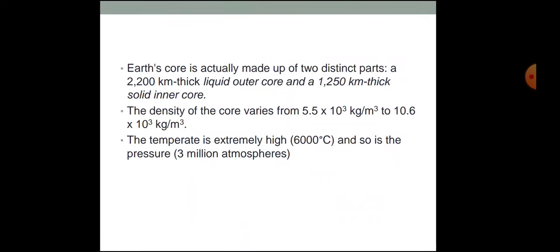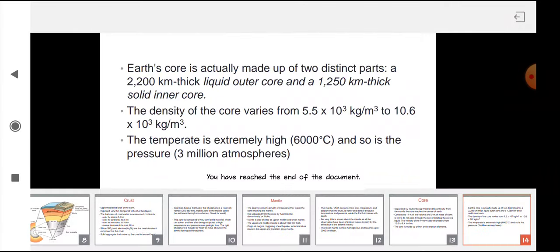Earth's core is actually made up of two distinct parts: a 20 to 100 km thick liquid outer core and a 1250 km thick solid inner core. The density of the core varies from 5.5 x 10^3 kg per meter cube to 10.6 x 10^3 kg per meter cube. The temperature is extremely high, that is 6000 degrees Celsius, and so is the pressure, 3 million atmospheres. So this was for today.